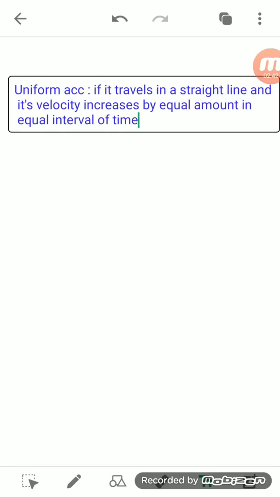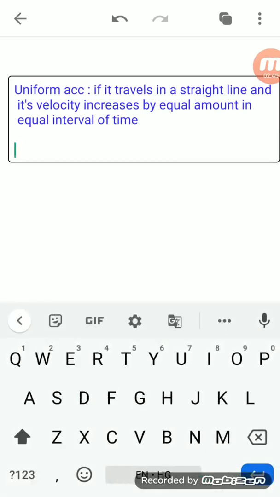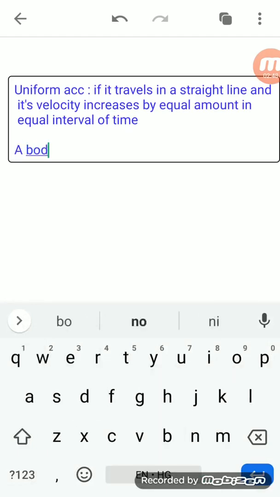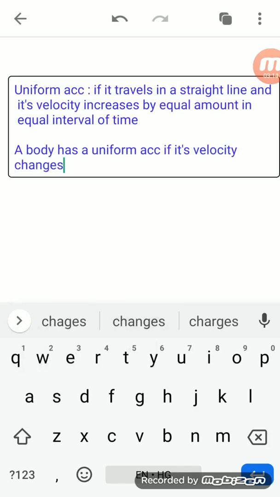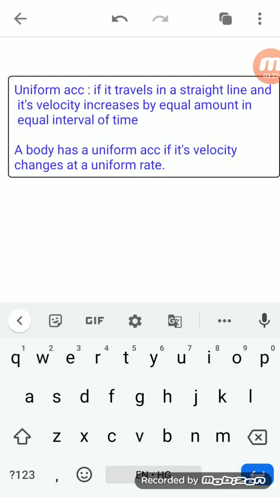In other words, we can say that a body has a uniform acceleration if its velocity changes at a uniform rate. Okay, so this is the uniform acceleration.